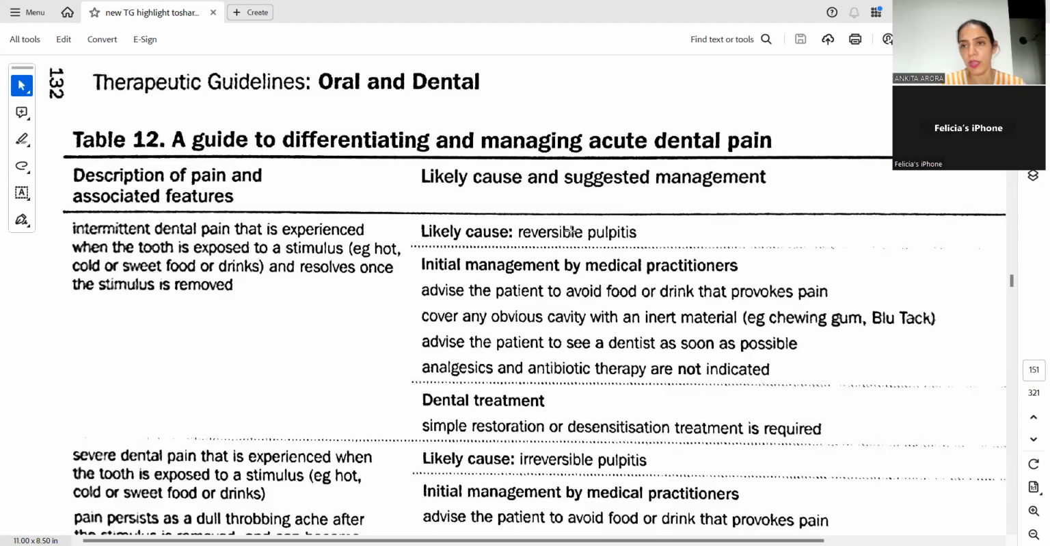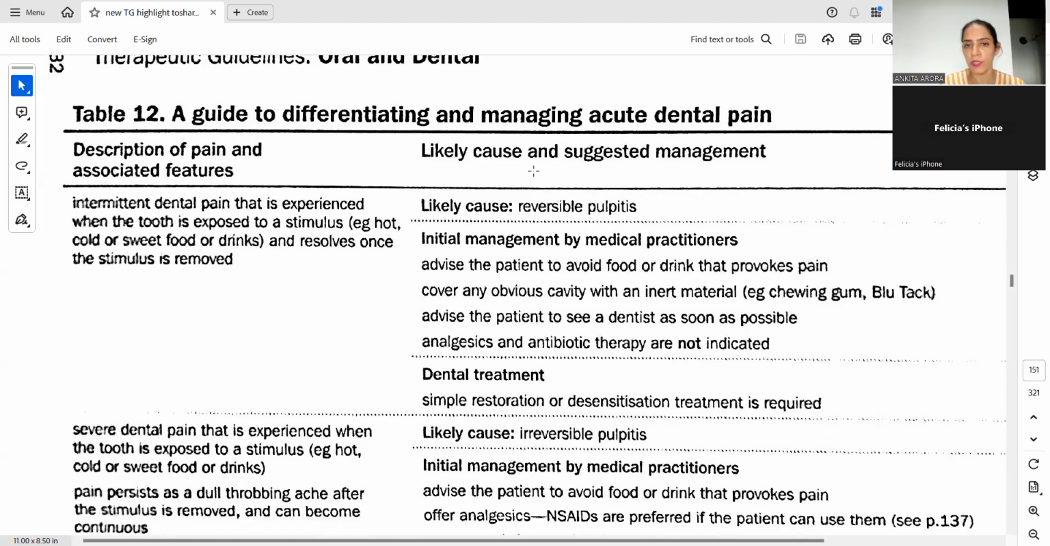So you are not starting any pulp procedure because it is reversible pulpitis. In reversible pulpitis, we have to be least invasive. We are not cutting the pulp. We are just covering that cavity with a restorative material. The food will not get lodged there. It will provide relief from the pain. The pain fibers will not get stimulated again and again. So that is the dental treatment. Very important point in reversible pulpitis: analgesics and antibiotic therapy not indicated. Simple restoration or desensitization treatment is the one which is required.